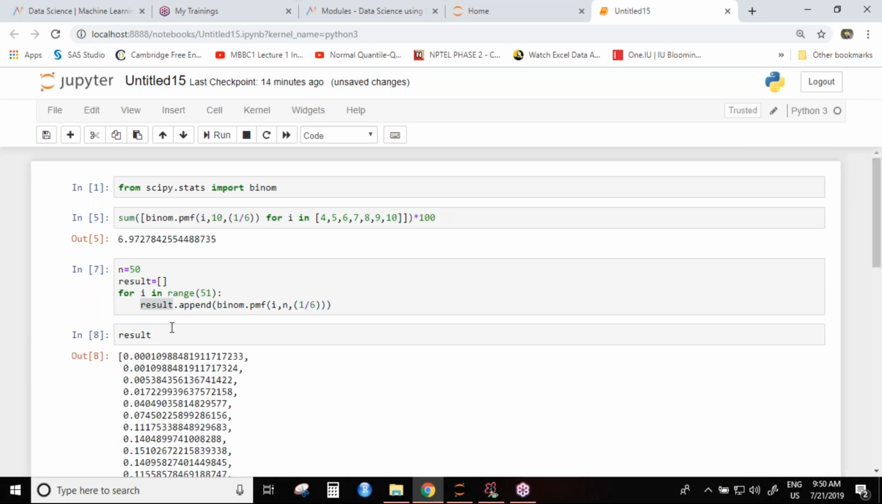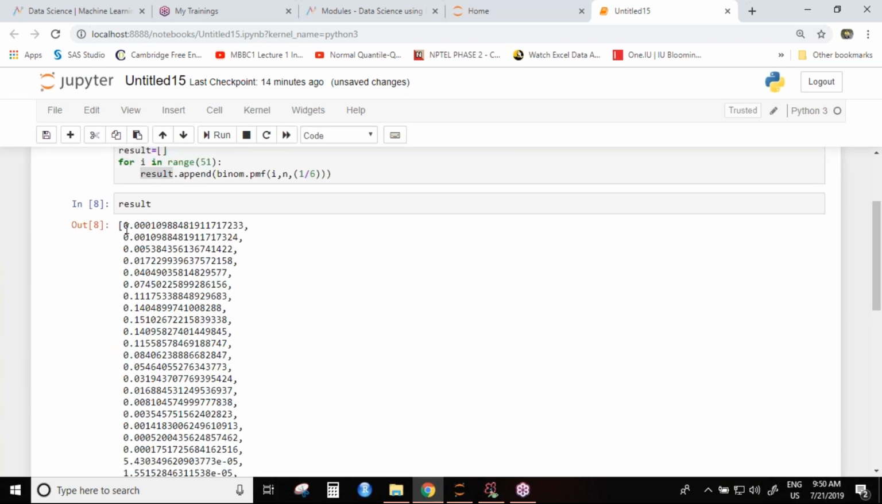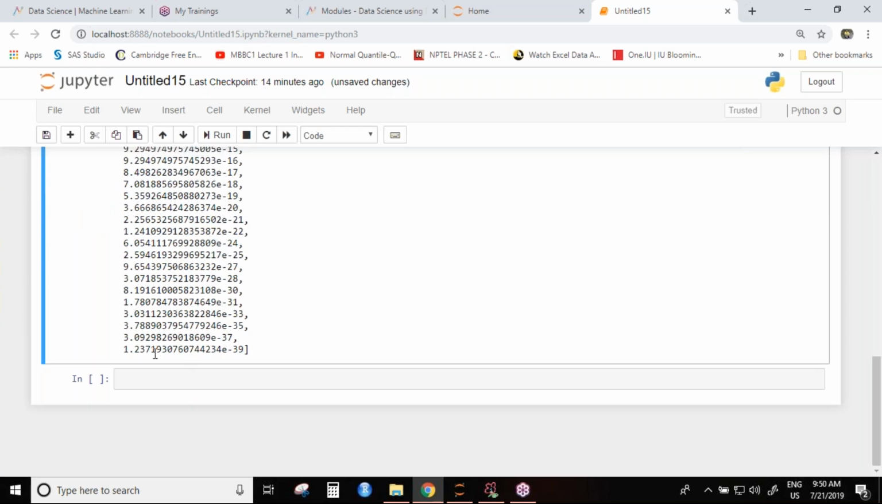So my result looks like this. The probability of getting 0 success or 0 sixes is this. The probability of getting 1 is this, 2 is this, 3 is this, and so on. And this is the probability of getting 50 sixes.